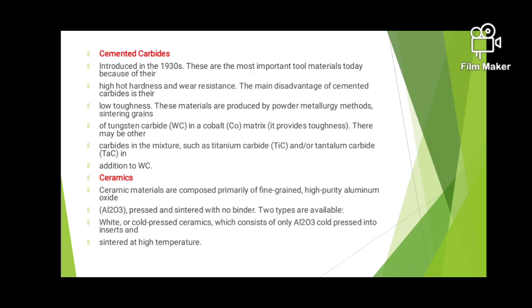Cemented carbides were introduced in 1930. These are the most important tool materials today, with high hot hardness and wear resistance. The main disadvantage of cemented carbides is their low toughness. These materials are produced by powder metallurgy methods, sintering grains of tungsten carbide in a cobalt matrix. There may be other carbides in the mixture, such as titanium carbide, in addition to WC.